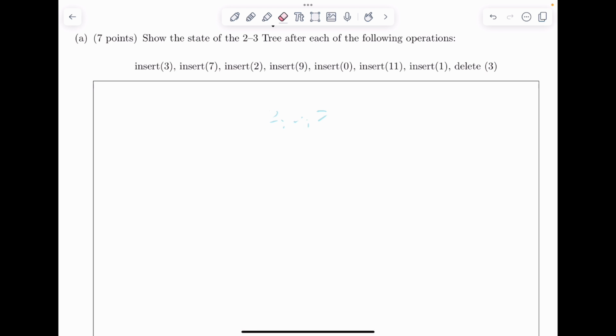So when we do that, that leaves us with 3, and then on the left and right are 2 and 7. So that is how that goes. And now we need to insert 9. So how this is going to go is we start at 3. 9 is bigger than 3, so now we need to jump down to 7, and we put it next to the 7. So now this bottom node here is a 3 node with 7 and 9 keys.